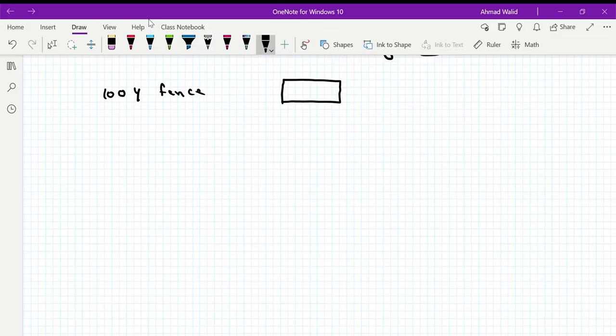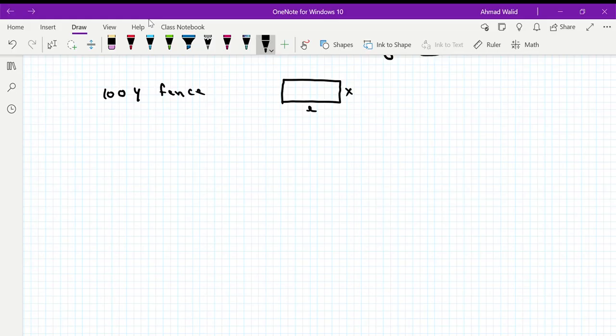Which rectangular shape gives you the maximum area, or in simple language, how much should be the width of your rectangle and how much will be the length of your rectangle that gives you the maximum area out of the 100 yards of fence that you have? Correct? Now I'm looking for the maximum area, correct?